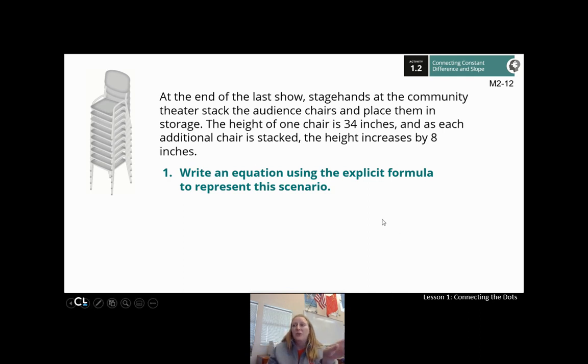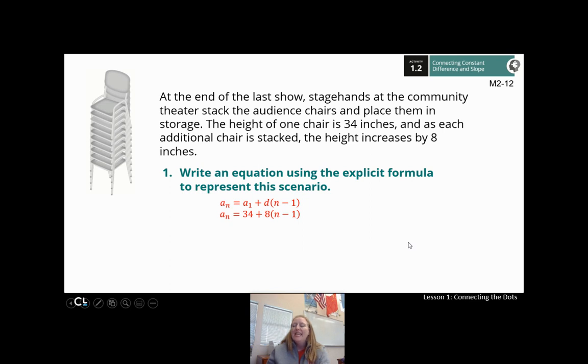All right, so explicit formula, a sub n equals a sub 1 plus d times n minus 1. A sub 1 is my first term. Well, I know the first chair is 34 inches. And then d is my common difference. And we said that as I keep adding chairs, it keeps increasing by 8. So that would be my common difference. So my first term is 34. My common difference is 8 as I add more chairs on.